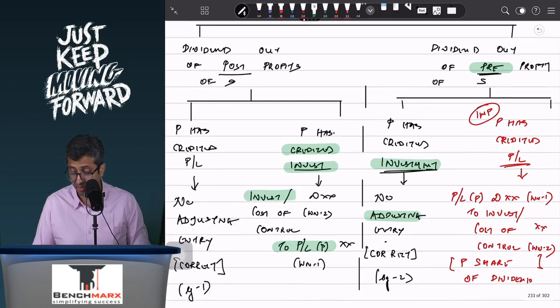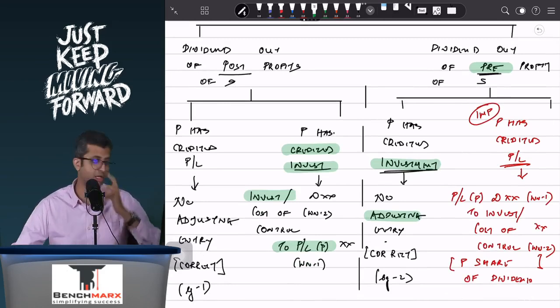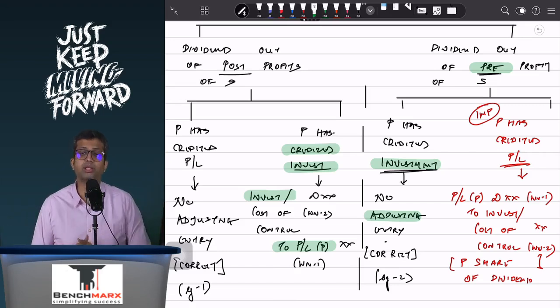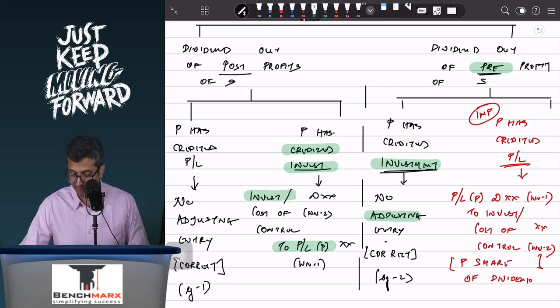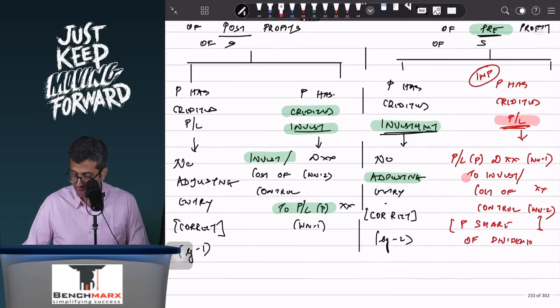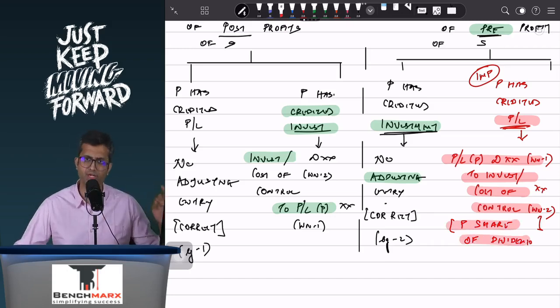No adjusting entry needed. But if it is credited to the P&L, and what I've written in red is the most common thing that the institute does. It says that dividend is out of the pre-acquisition profits and it ends up crediting the P&L. However, it should be credited to the investment. So investment or cost of control will be credited and the P&L of the parent in working note number 1 will be debited. Now this is a rectification adjustment that needs to be done. If P has credited the pre-acquisition dividend to the P&L account, then investment or cost of control, as the case may be, will be credited and P&L of the parent in working note number 1 will be debited. All of this will be to the extent of P's share of dividend, and that's about it.